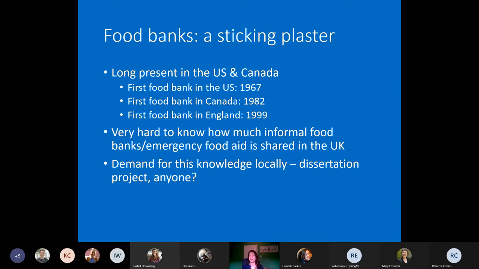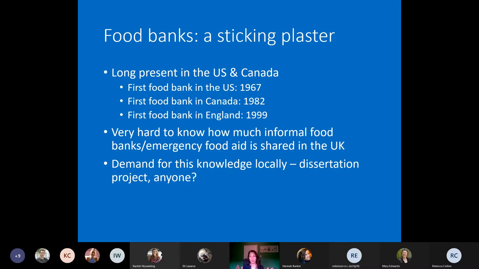So these have, it's something with a very long history in the US and Canada. The first food bank in the US was 1967. In Canada, it was 1982. And here in England, 1999, just down the road in Coventry, as a matter of fact, or Salisbury. Anyway, just down the road from here. And 1999 is, of course, much more recent. But we've seen a huge number of food banks since then.